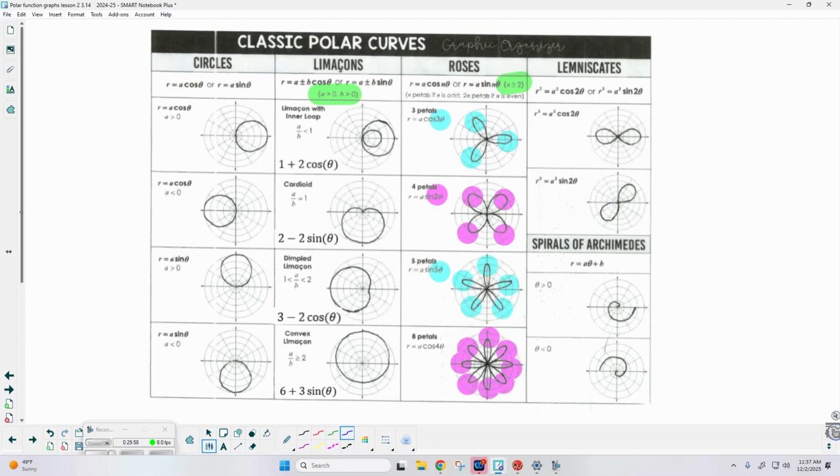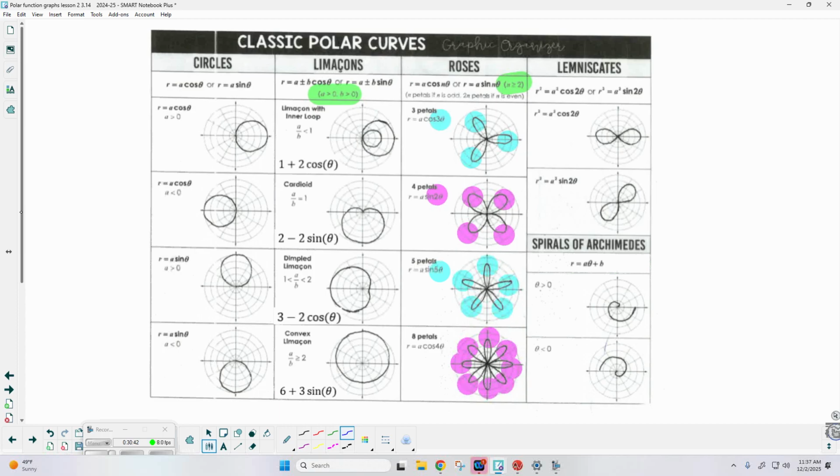Okay? But let me ask you a question. 1 plus 2 cosine of theta, what's a? a is 1. What's b? b is 2. It always goes in order. a is first and b is second. b is what you're multiplying against the trig function. Now, what would you say about the cardioid 2 minus 2 sine of theta? What's a? 2. What's b? That's where some people get tripped up. b would also be 2. If it's being subtracted, you don't want to look at that as a negative. Think of it as a reflection. Because remember, whether it's sine or cosine, it's got to be on one part of that axis.